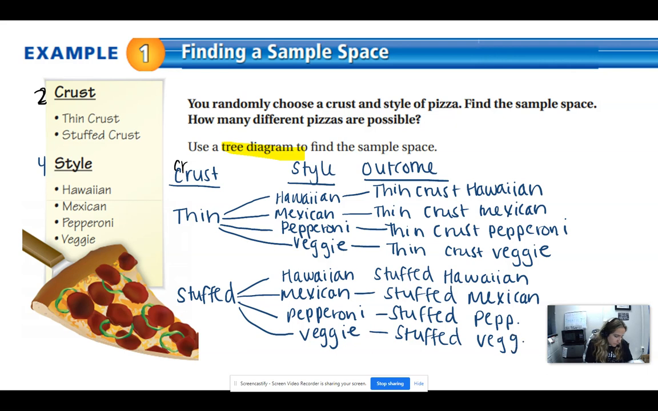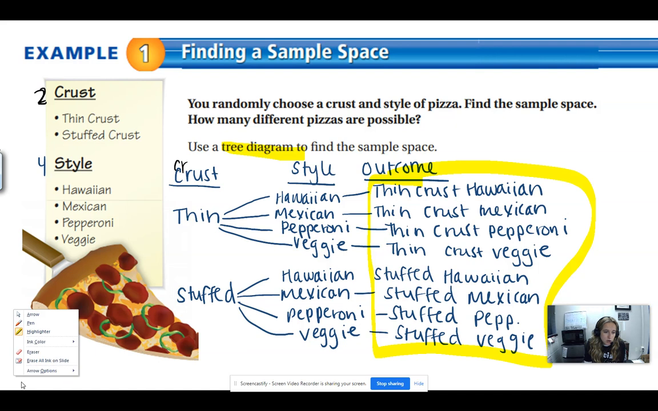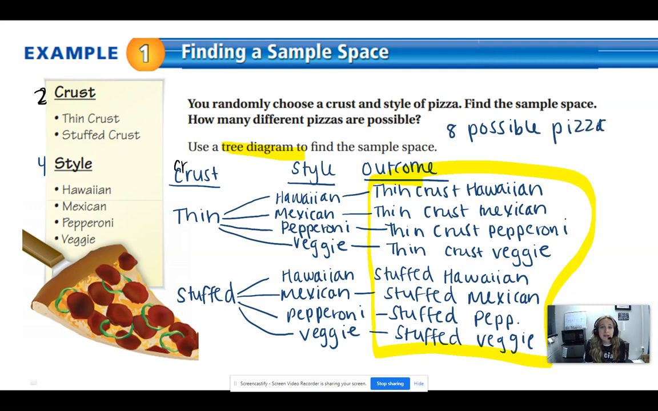Okay, so it asked me to find the sample space. This is the sample space right here. All of these outcomes are the sample space because this is all the different options you could have given the different crust styles and the style of pizza. So how many different pizzas are possible? Let's count them out. 1, 2, 3, 4, 5, 6, 7, 8. So there are 8 possible pizzas. Make sure you have this down and let's move on to the next example.